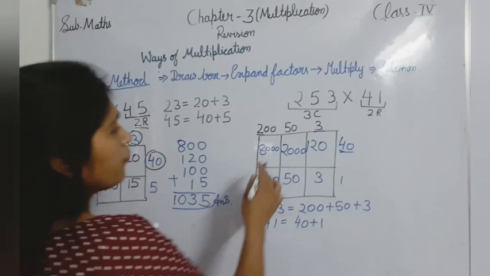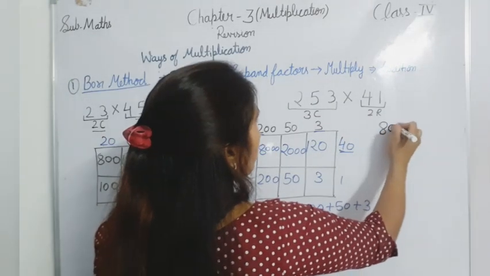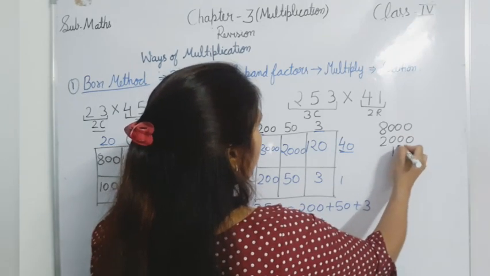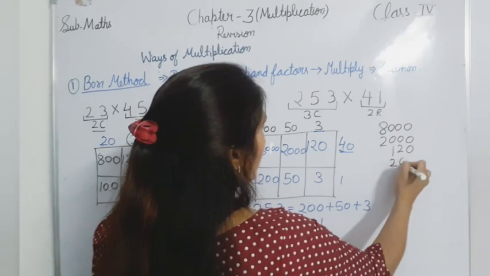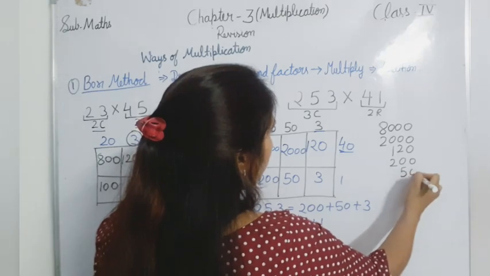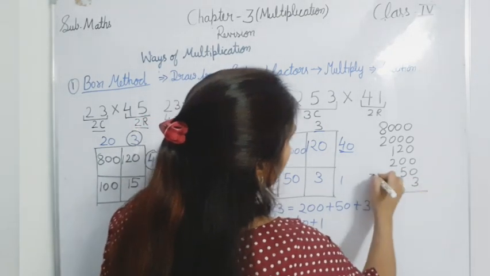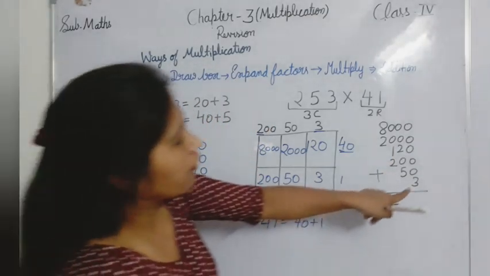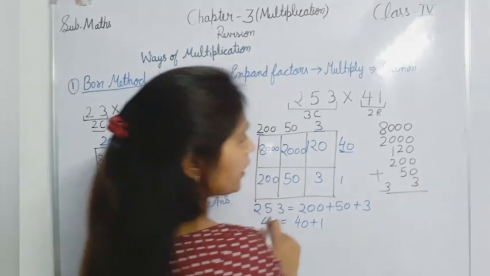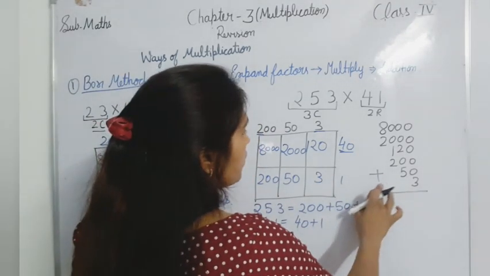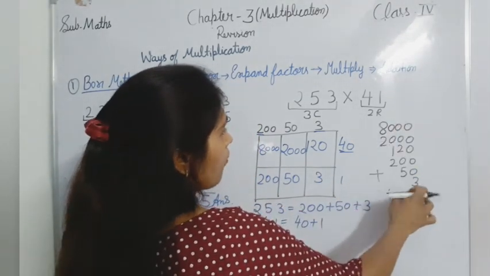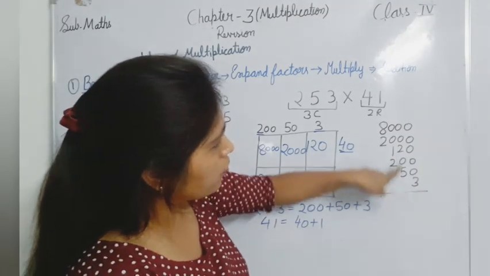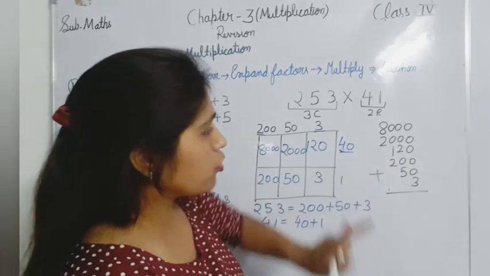So let's do 8000, 2000, 120, 200, 50 and 3. Let's do addition. So ones, 1 should be in the ones column. You cannot write 3 here. Okay, it will be wrong because 3 ones is there. So you have to write 3 in the ones column only. It should be column wise, their house wise. 1 should be in ones, 10 should be in 10, 100 should be in 100 and 1000 should be in the 1000 column only.